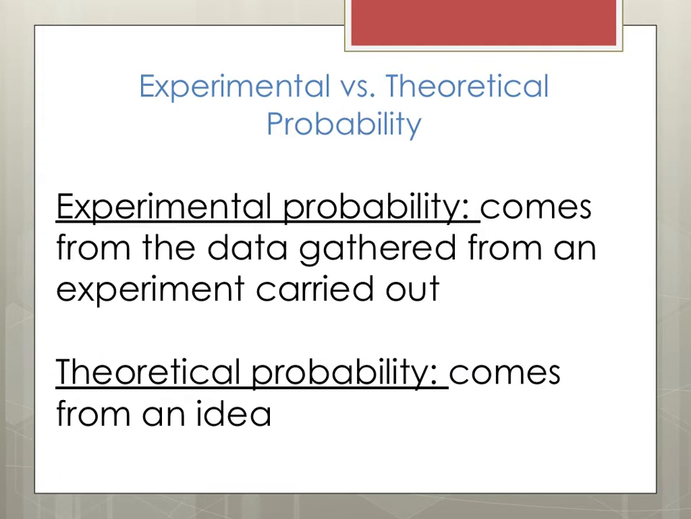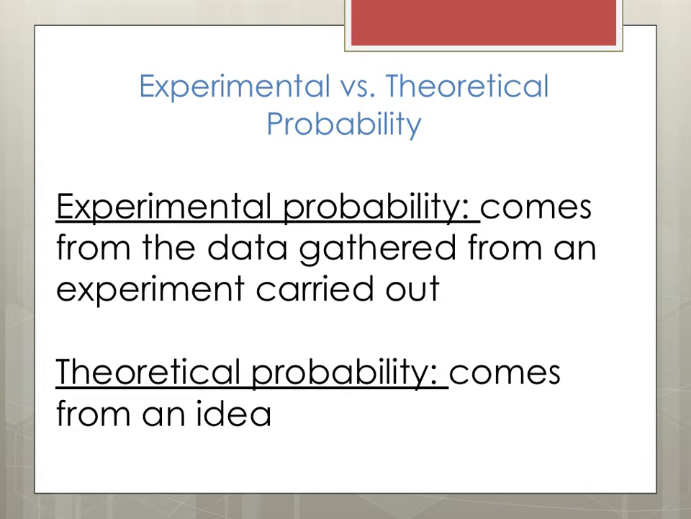So essentially the definition of experimental probability is data collected from an experiment, right? You could flip a coin 100 times and you're recording that data. That's experimental probability. Theoretical probability is what it should be, right?